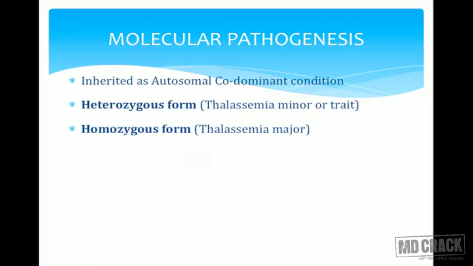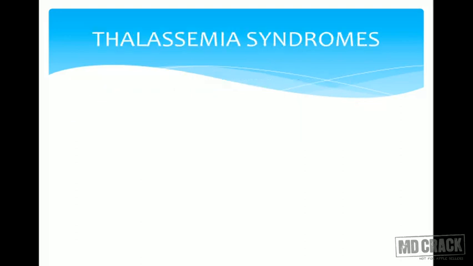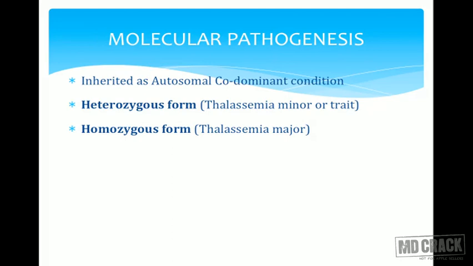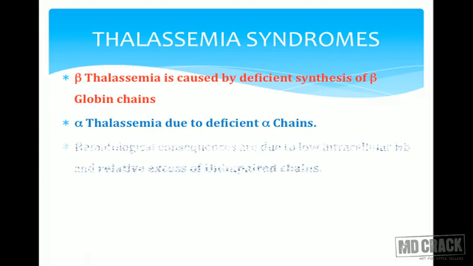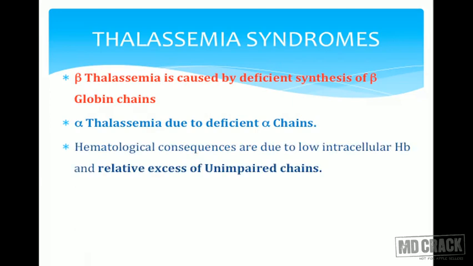The thalassemias are inherited in an autosomal codominant fashion. That means it could be either heterozygous form or sometimes homozygous form. Heterozygous in thalassemia minor, whereas homozygous form in thalassemia major. Let us have a look at these thalassemia syndromes, beta thalassemia and alpha thalassemia. There are two types of thalassemias. As the name indicates, beta thalassemia is caused by deficient synthesis of the beta globin chains, whereas alpha thalassemia is due to deficient alpha chain synthesis. So it's very simple. Beta thalassemia, deficiency of the beta globin chains; alpha thalassemia, deficiency of the alpha chains.